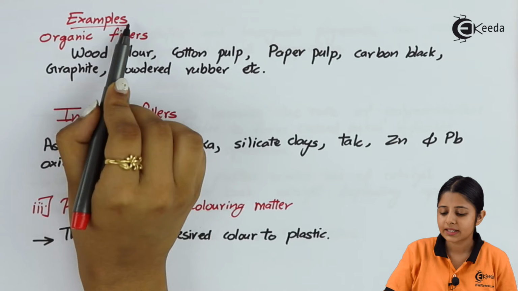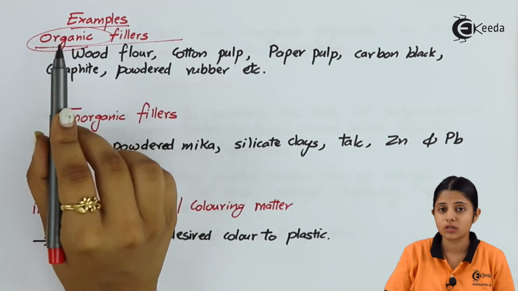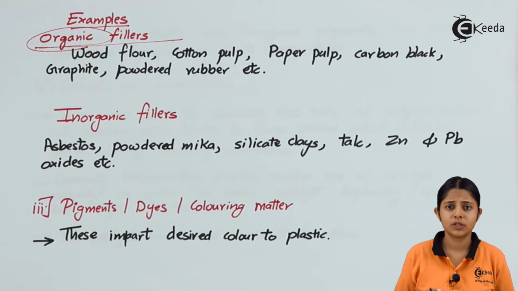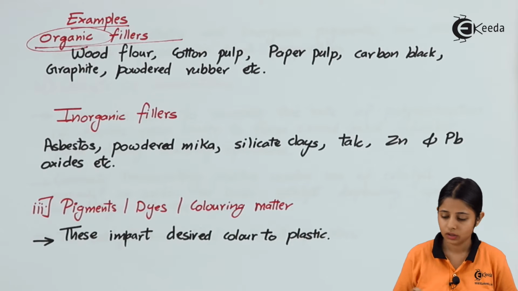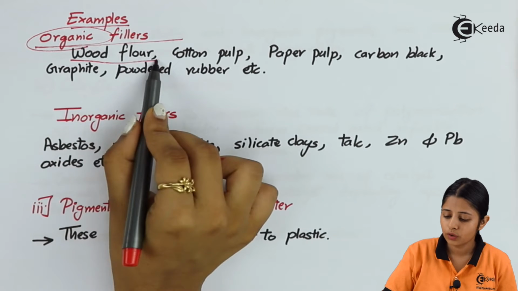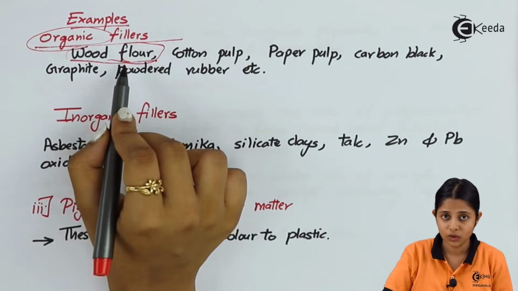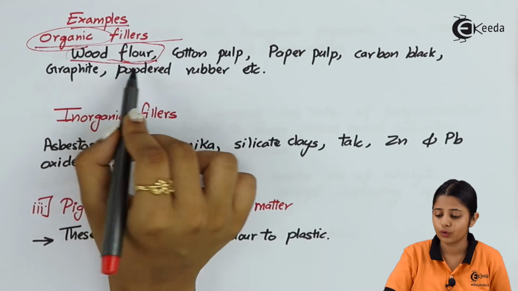Over here we have a few examples, firstly of organic fillers. Now over here in organic fillers we know that hydrocarbons are main. Apart from hydrocarbons, generally all natural fillers are considered to be organic fillers. So over here we have wood flour. Wood flour is nothing but we take wood and then we pulverize the wood. That means we powder the wood into very small particles, and this is known as wood flour.